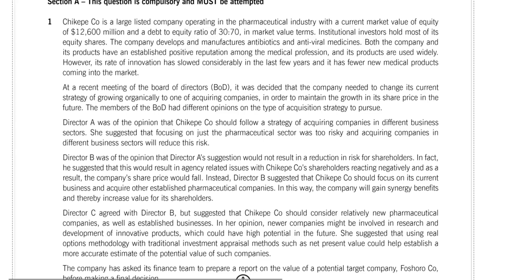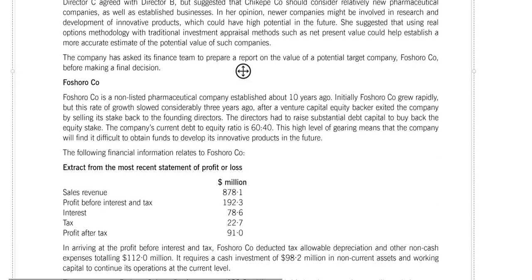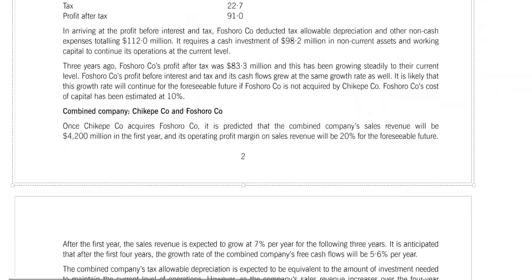In today's session, we are going to discuss a past exam paper of AFM, previously known as P4. So let's start with the requirement.